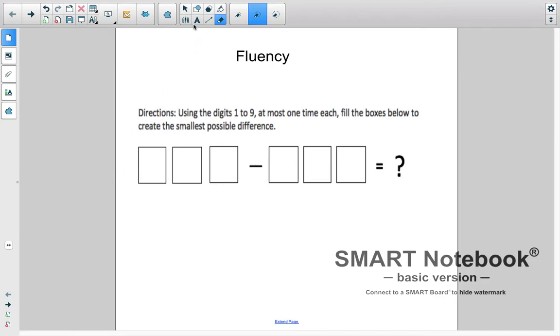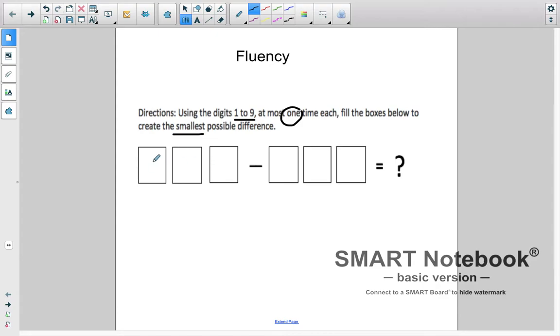So let's look at the fluency first. It says using the digits 1 to 9 at most one time each, fill the boxes below to create the smallest possible difference. So we want to try to put the numbers 1 to 9 and use the numbers only once.